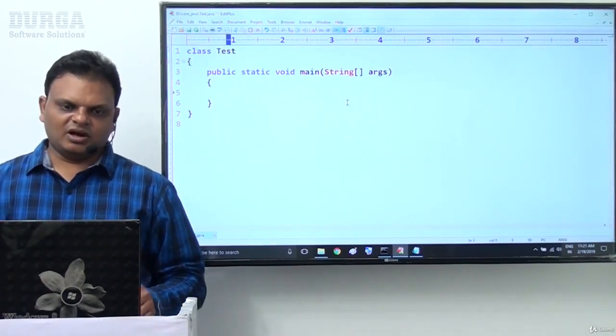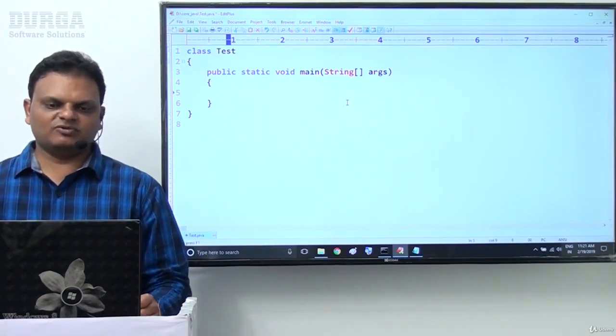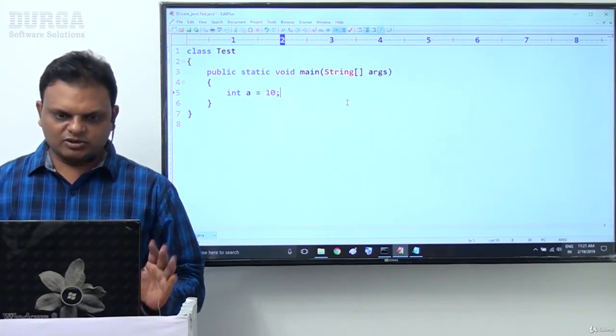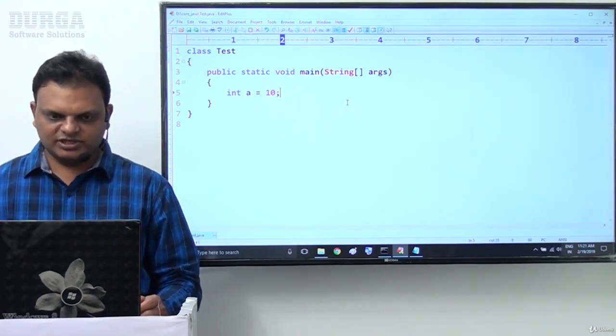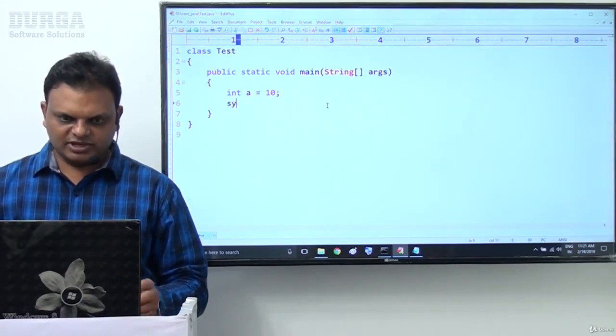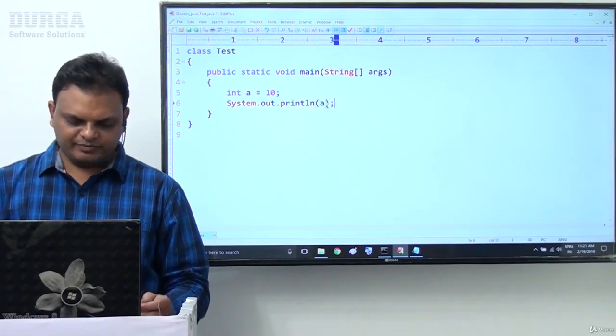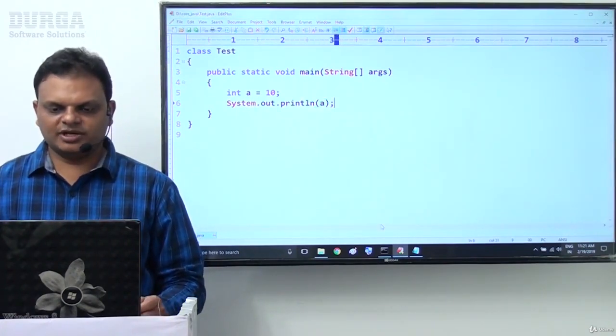Understand this clearly. Now class Test, public static void main(String[] args). Int a is equal to 10. What is this number actually? Int a is equal to 10. Now System.out.println of a.